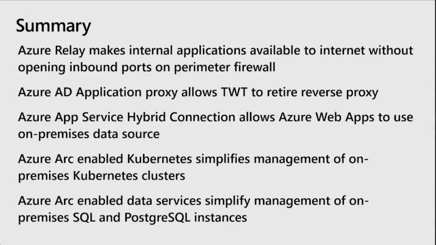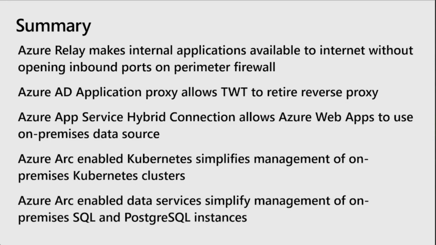Anyway, in this session, I talked about how you could use Azure Relay to make internal applications available to the internet without having to open inbound ports on your perimeter firewall. I showed you how you could use Azure AD Application Proxy to allow Tailwind Traders to retire their reverse proxy for applications that required on-premises Active Directory authentication. I talked about how you could use Azure App Service Hybrid Connections to allow Azure Web Apps to use on-premises data sources.